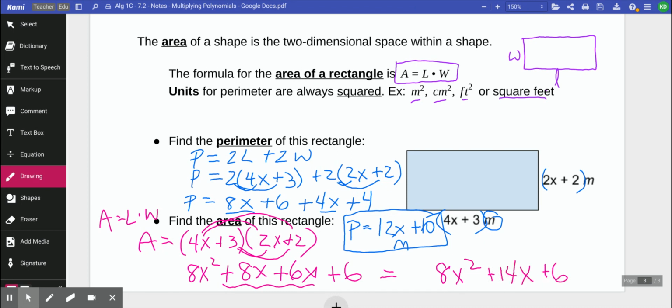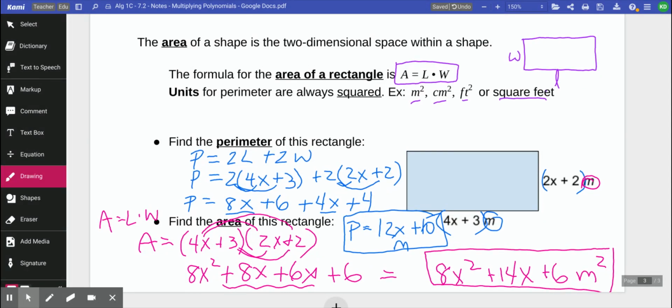And what is our unit going to be? Well, if we started with meters, this is going to be in meters squared. So square meters or meters squared. So area is always going to have a squared unit. Perimeter will have a linear unit. And that's all for our notes today.